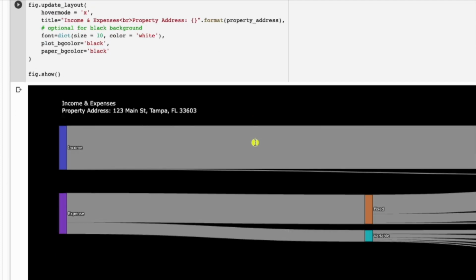So overall, I hope this has been super useful to have a better understanding of why we look at cash flow, the components that go into it, and then ultimately, if you want to be able to chart this, how you can do so in Python.